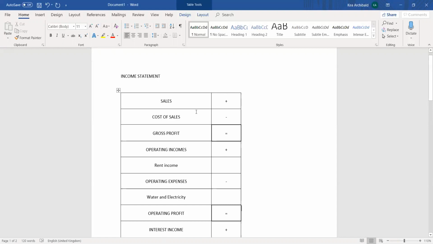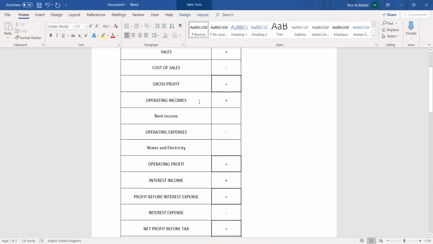Cost of sales is a negative in your income statement. It would be put into brackets. Again, it would be your balance plus or minus any adjustments that have not been recorded. You would then take your sales amount minus your cost of sales to get your gross profit figure, which would go in this block.